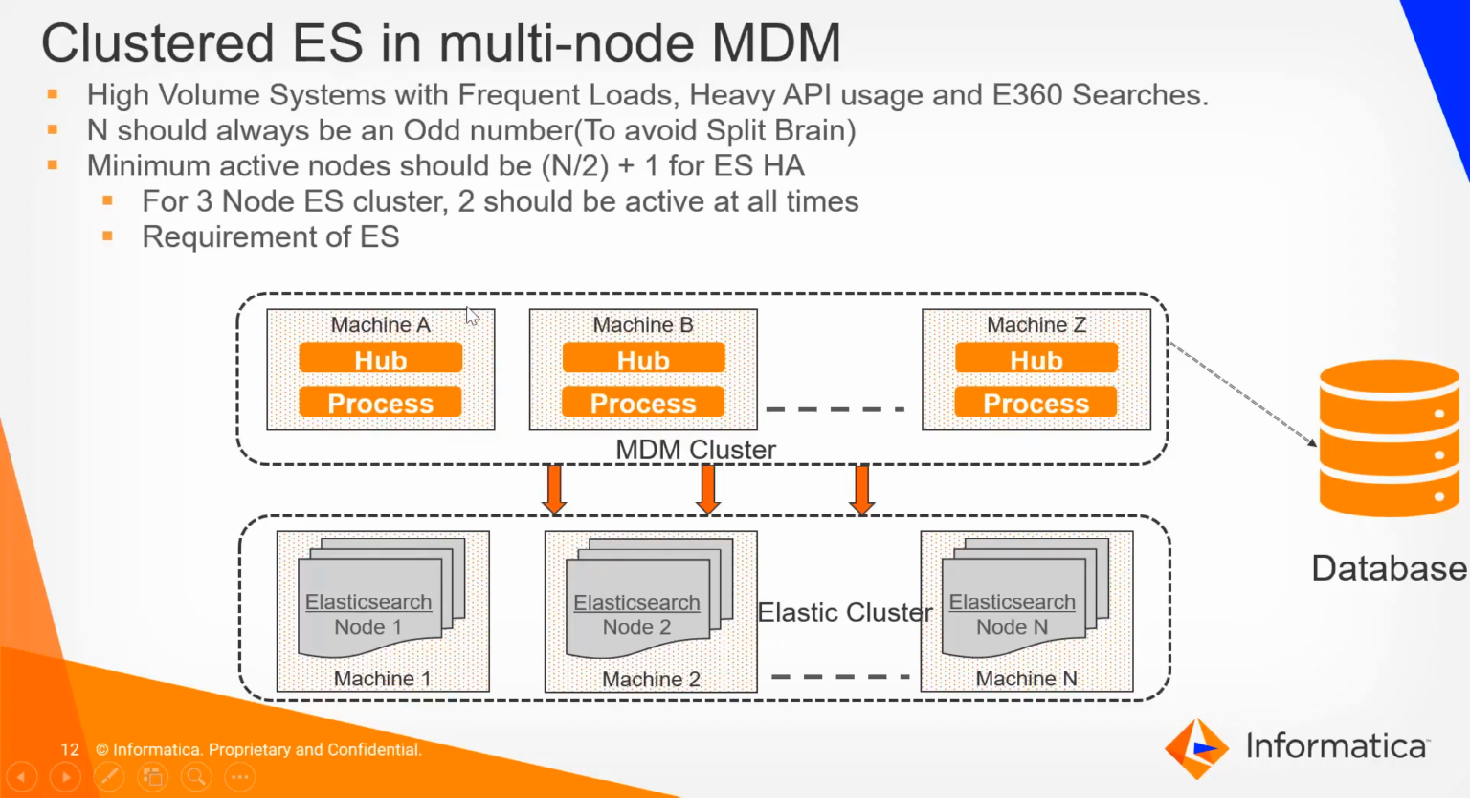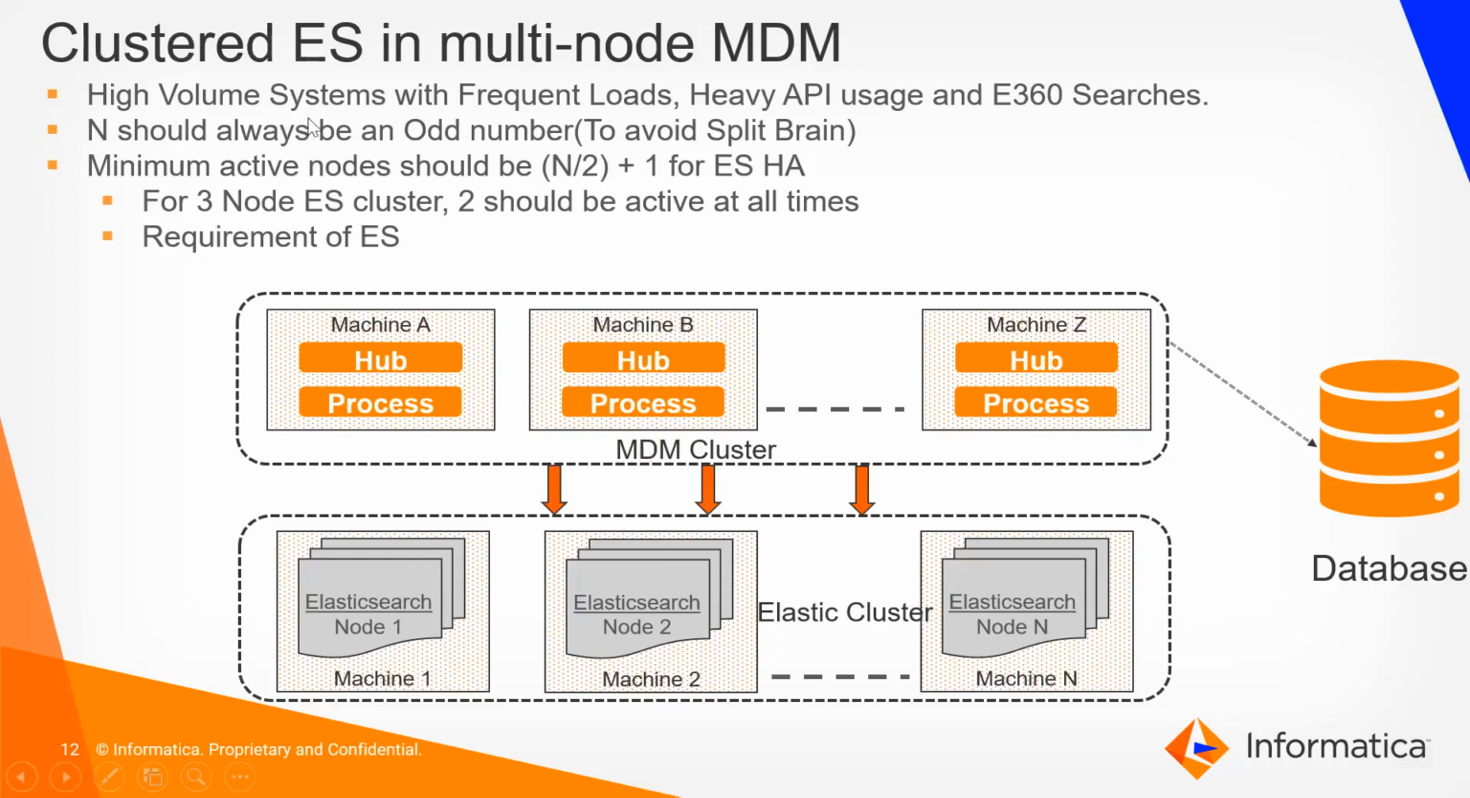Now coming back to the Elasticsearch clustering. Since we have multiple hub server nodes and process server nodes which are going to connect to Elasticsearch for the searches, we need to have Elasticsearch in multi-node as well. Elasticsearch is installed and run in its own JVM. So Elasticsearch also should be multiple nodes, so that in case one of the Elasticsearch nodes goes down, the hub server and the process server have access to the other Elasticsearch nodes for the searches as well as indexing, for the smart search to be highly available.